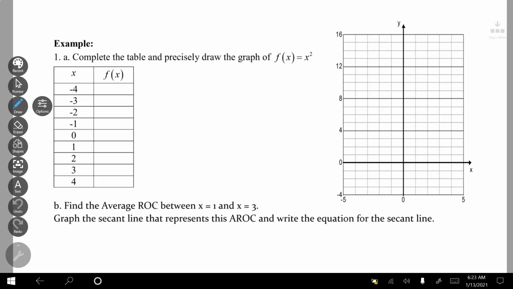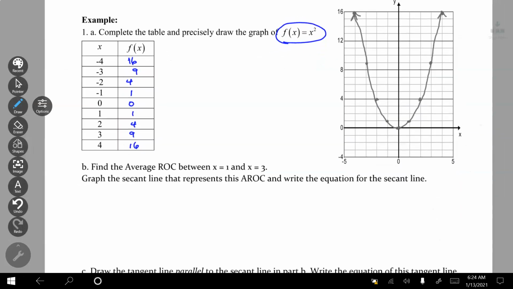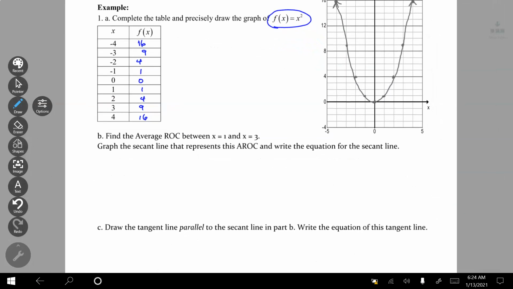Let's try an example. Well, first I'm going to complete this table using this function, and then I'm going to draw its graph on the right. So you can see, to the best of my ability, I've completed the table, plotted all the points, and drawn my parabola. Hopefully you've drawn x squared sometime in your life. It's not that hard.